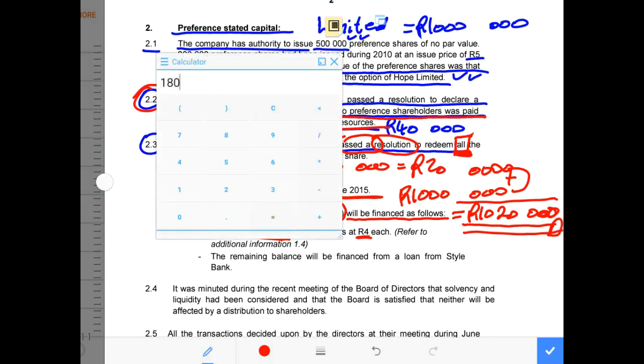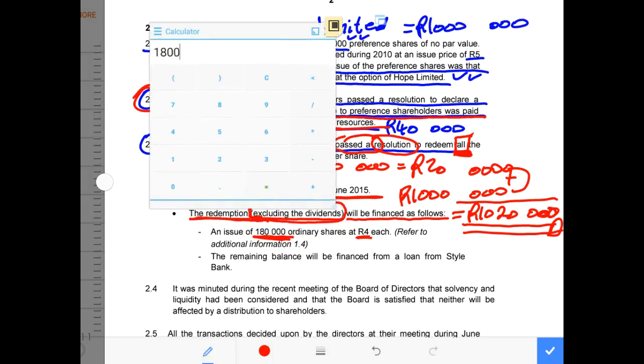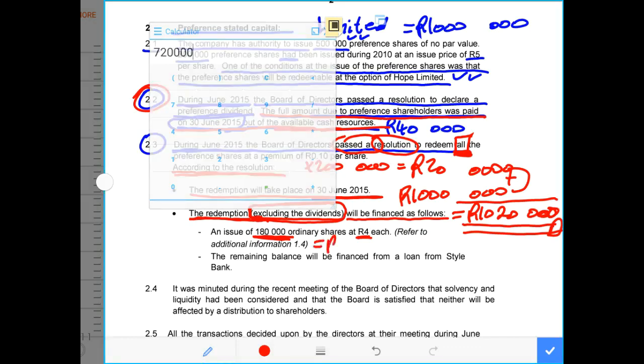If we issue 180,000 shares, how much will be the money raised from that? We have to multiply that by 4. That means it will be a total of 720,000 rands. These shares must be issued in order to finance the 1,020,000. But still, 720,000 rands will not be enough to pay the 1,020,000 rands.